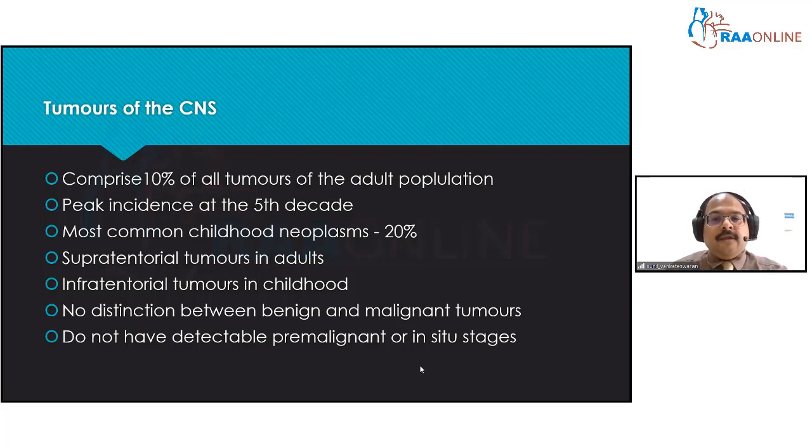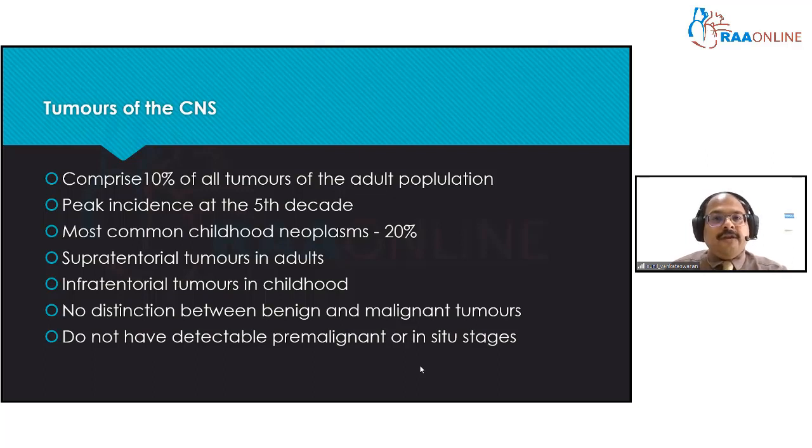In general, the location of the tumors is a good way to identify whether these tumors are adult tumors or childhood tumors. Tumors in the adults are located above the tentorium, or they are rather called supratentorial tumors. In children, tumors are located below the tentorium, or rather we can say these are infratentorial tumors.